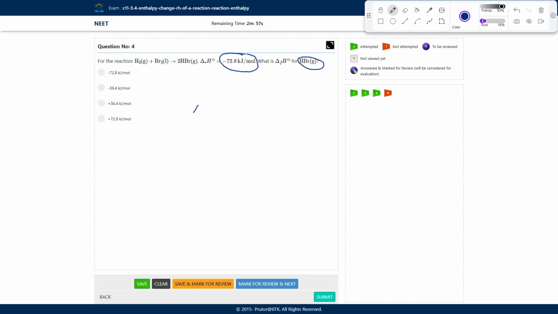We know already that the enthalpy of reaction can be written in terms of enthalpy of formation. How do we write it? Enthalpy of formation. So let me take the standard state as it is mentioned in the question. So standard enthalpy of formation for the product, which is HBr. And HBr in which state? In the gaseous state. So the state is also important. And this thing will be multiplied by 2. Why? Because we have a coefficient of 2.